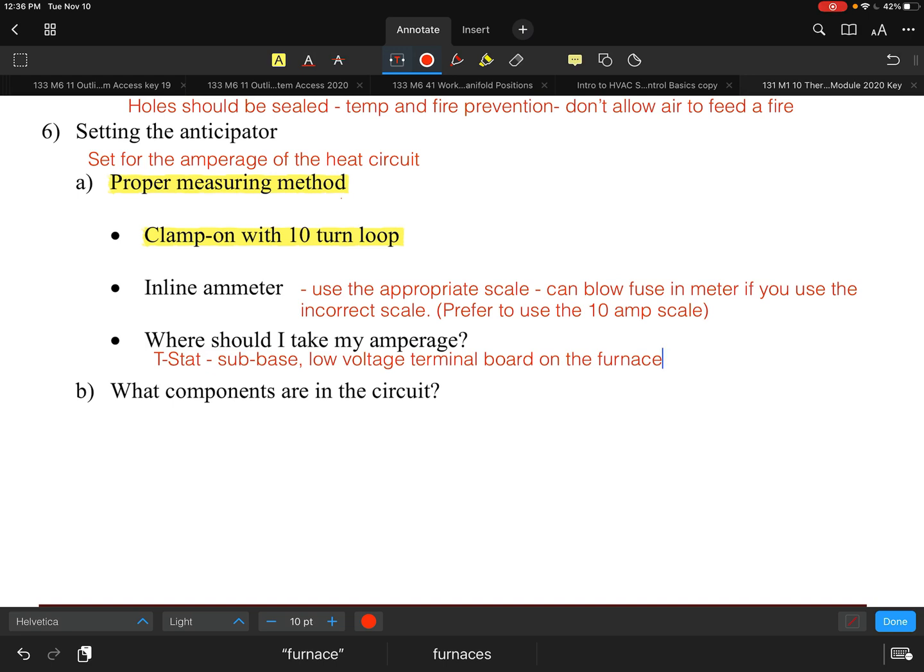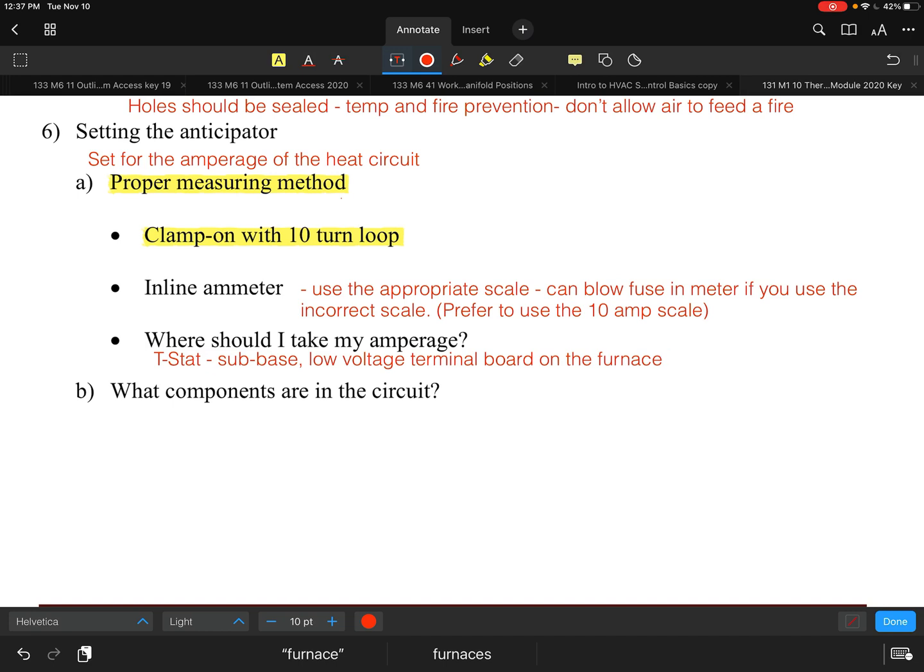If you run into that, just check the current draw of the circuit. This is something I will have you do in the lab, where you'll wire up a circuit and measure the current draw of that heating circuit to set the anticipator correctly. In those older systems, there's a good chance the only thing in that circuit is the gas valve. But that is not the case on a lot of the newer systems or the induced draft systems. So it really depends on the heating circuit.